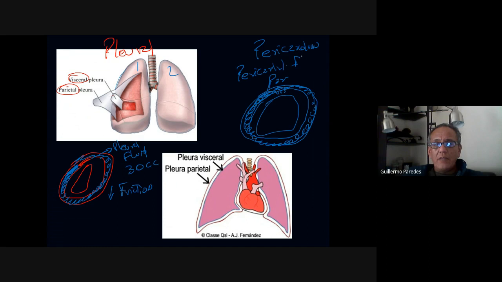And what is the function of that? It is to decrease the friction. Why? Because the heart is moving, pumping all the time.